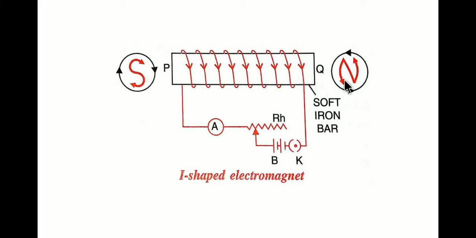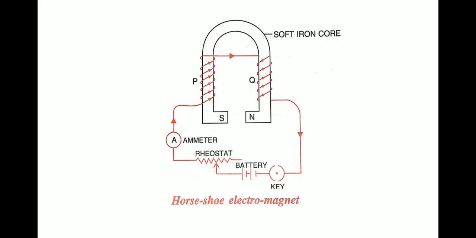Similarly, if you take a U-shaped soft iron core, and the copper wire is wound around this way, then when the current is passed through, this will behave like a south pole and the other one will behave like north pole. And when this kind of electromagnet is made, it's called a horseshoe electromagnet or a U-shaped electromagnet.